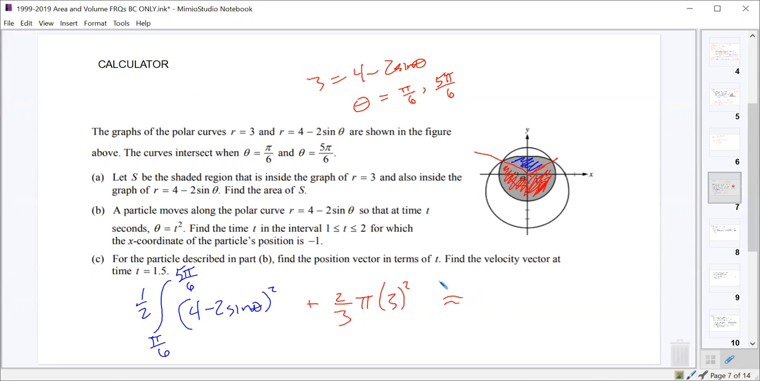You've got a calculator for this one. So you end up with 24.709. And 3 points for that. So 1 point was for having the right thing in the integral, 1 point was the limits and the constant of 1/2, and 1 point was the final answer. Everybody good there with part A?